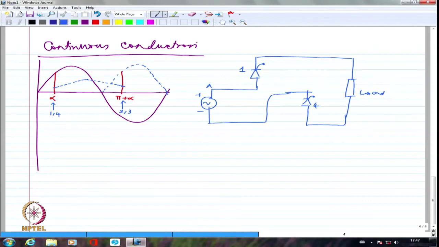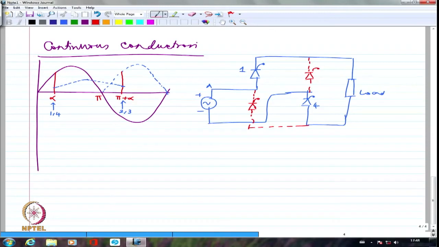At this juncture, 2 is sitting here, but it is not conducting. Similarly, 3 is sitting here, and that is also not conducting. Both of them are sitting here. Now, until here it is very clear. Until pi it is very clear, I will have definitely 1 and 4 conducting.